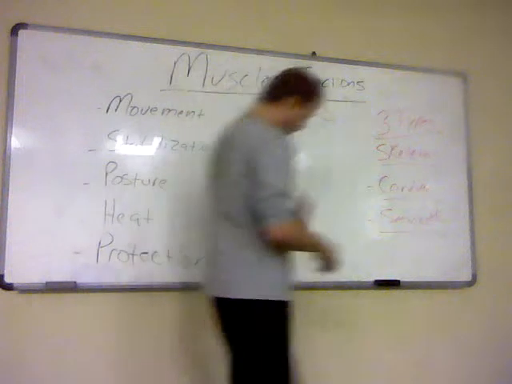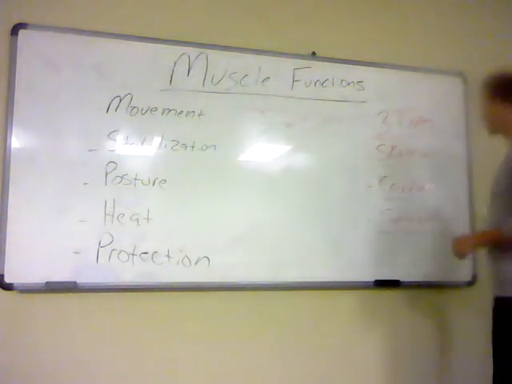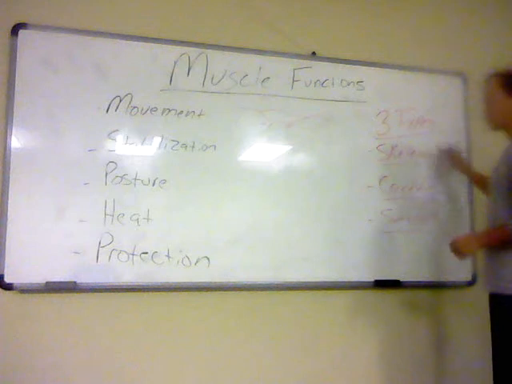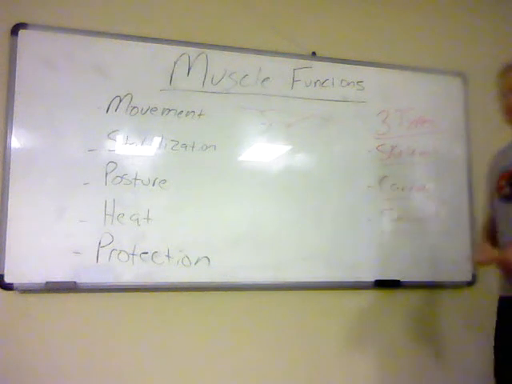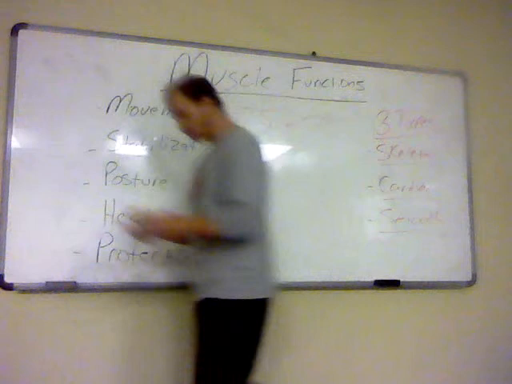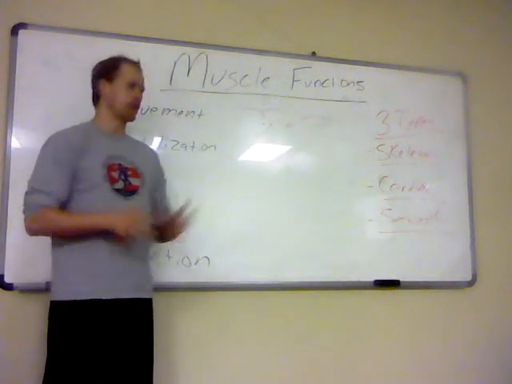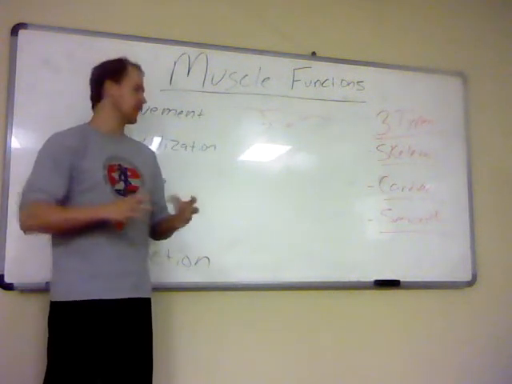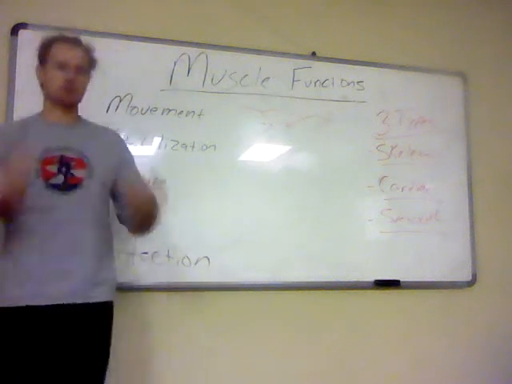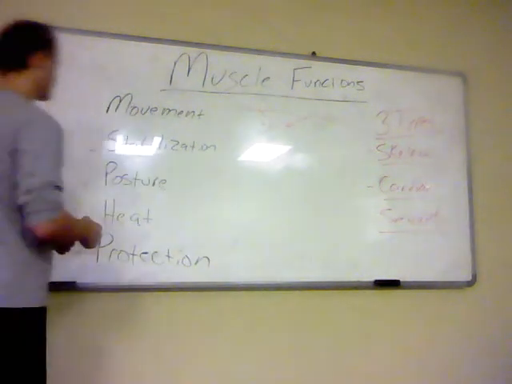So basically all three of these types of muscle tissue are designed to contract for the purpose of movement. Whether we're talking about moving a limb, or changing the diameter of a hollow organ, or changing the volume and pressures of the heart, we're moving blood around the body. So the main function of muscle is movement.